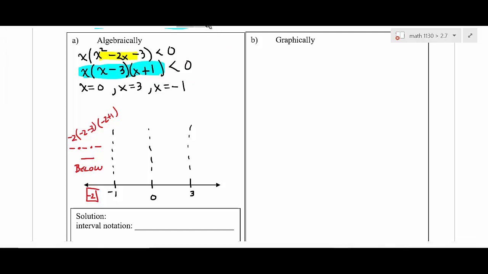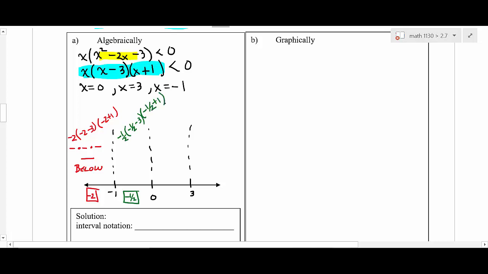Okay, next thing we do is let's do a test point here. Well, we'd have to use a fraction. Let's use like -1/2. It doesn't matter. You don't have to crunch it out. You just got to know if the answer is negative or positive. So I'll go into what I highlighted in blue. So I'll have -1/2 times -1/2 minus 3 times -1/2 plus 1.